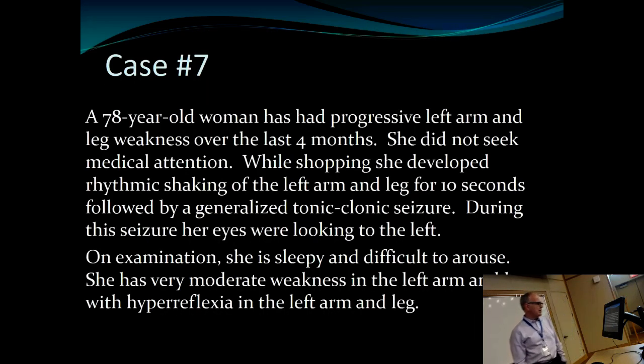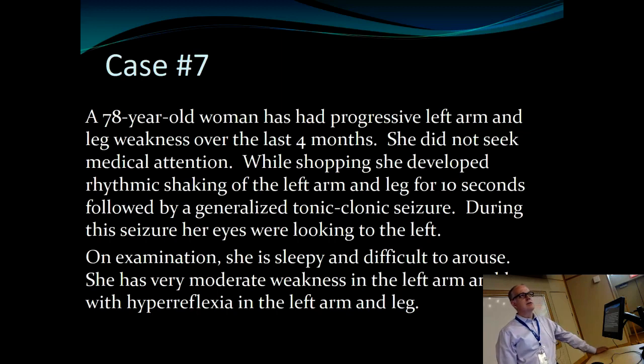Okay, 3 more. Number 7, a 78-year-old woman who's had progressive left arm and leg weakness over the last 4 months. She did not seek medical attention. While shopping, she developed a rhythmic shaking of the left arm and leg for 10 seconds, followed by a generalized tonic-clonic seizure. During this seizure, her eyes were looking to the left.